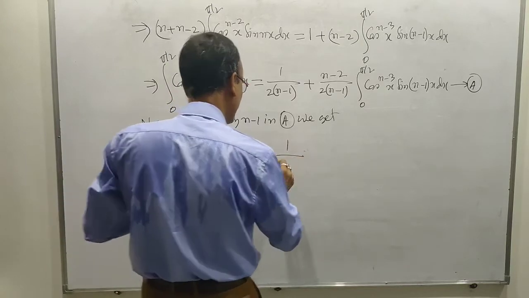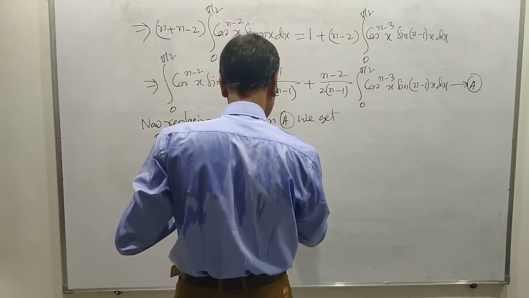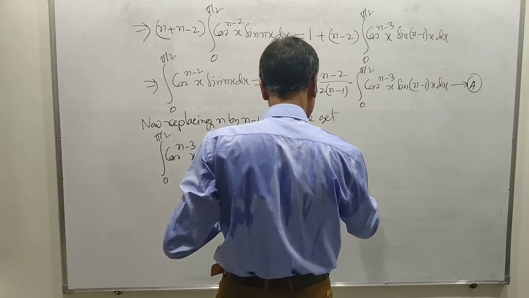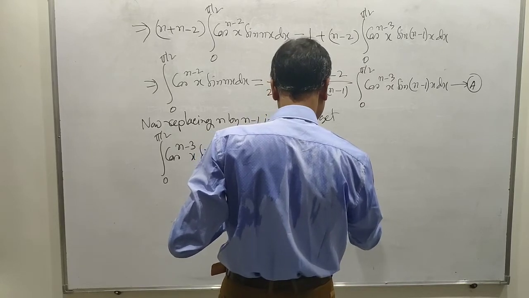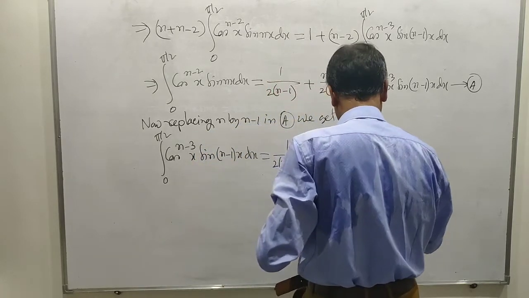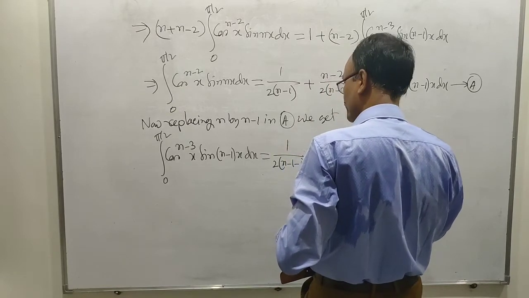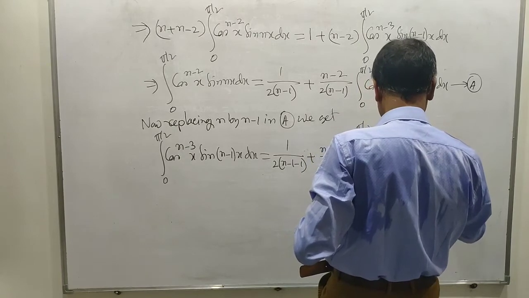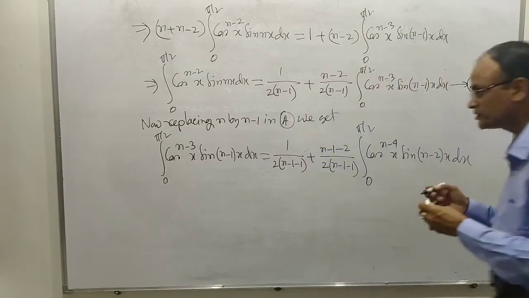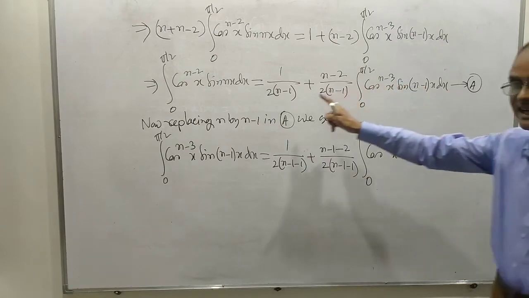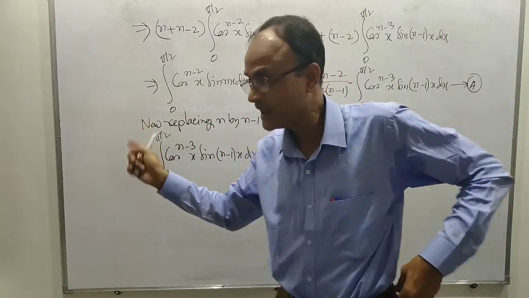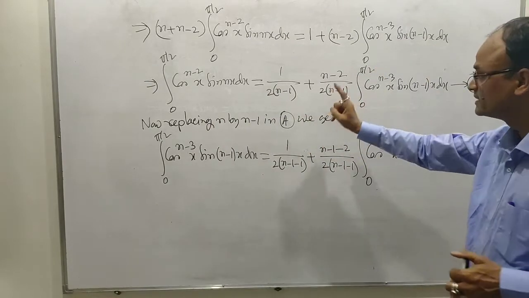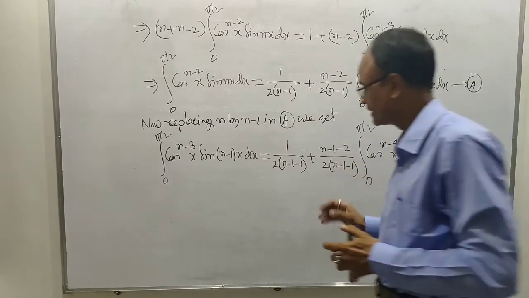This is equal to 1 by 2 times of (n minus 1 minus 1) plus (n minus 1 minus 2) by 2 times of (n minus 1 minus 1) integral 0 to pi by 2 cos to the power n minus 4 x sin (n minus 2)x. Can I write like this? Just in the result A, we have replaced n by n minus 1. You will get this.